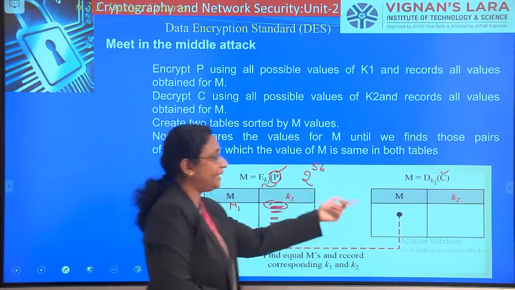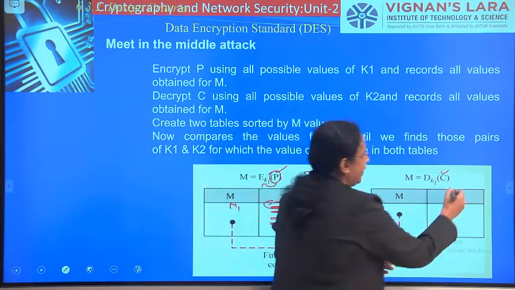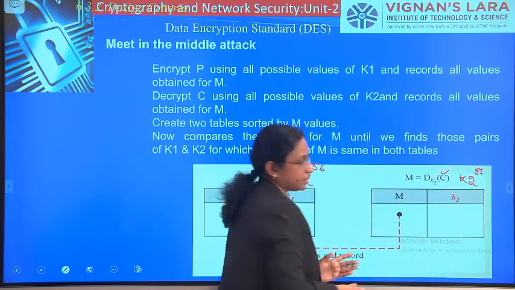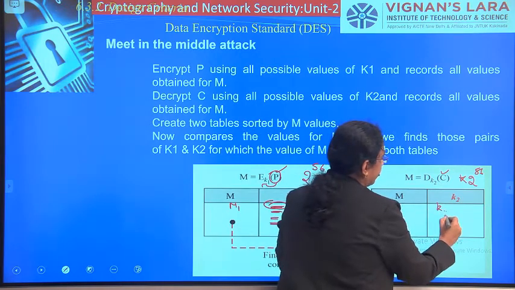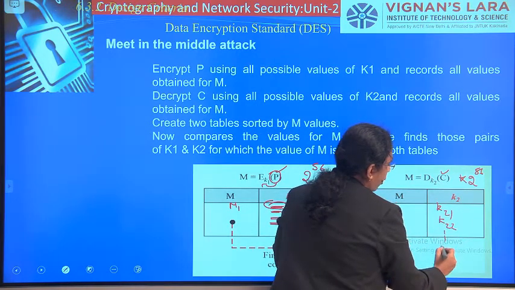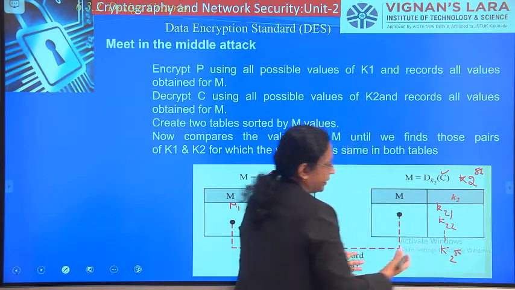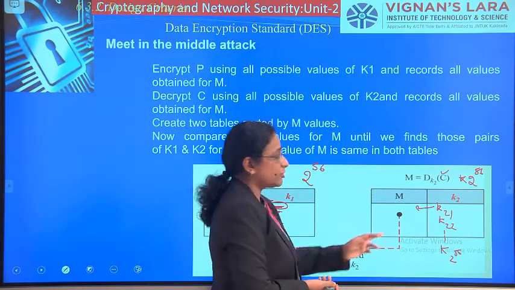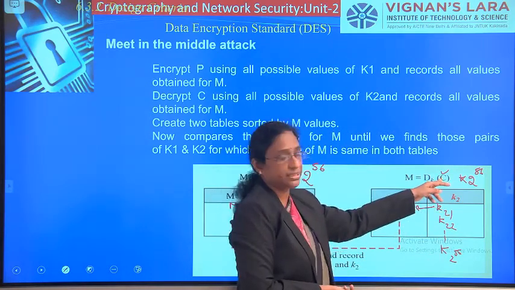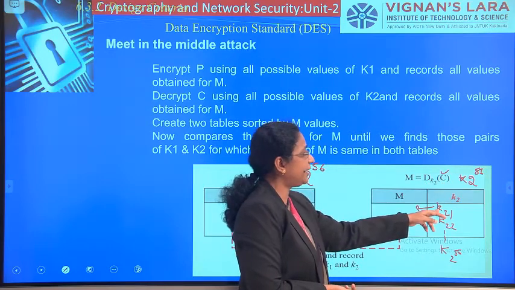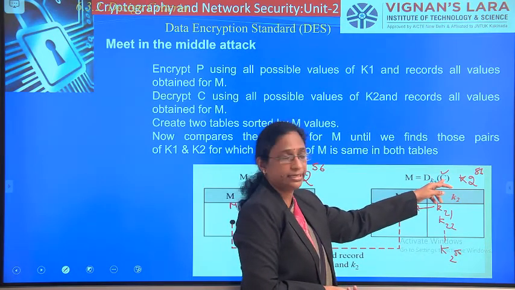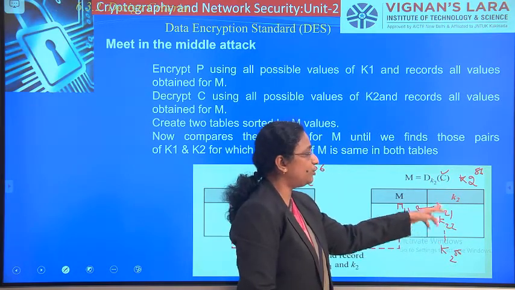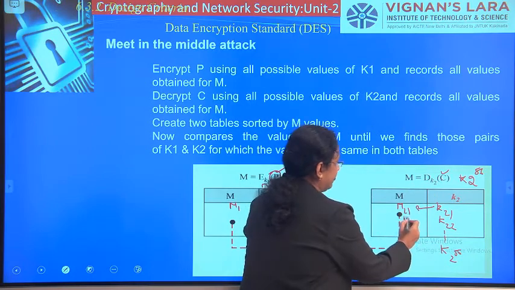Similarly here, he will be taking all 2 to the power of 56 possibilities for K2, like K21, K22, and so on. With each key he tries to decrypt this ciphertext. With K21 he decrypts the ciphertext and gets some M21. Similarly with K22 he gets some M22.